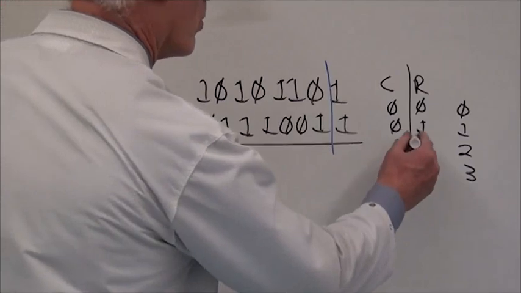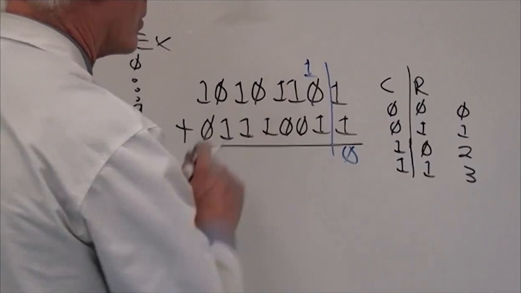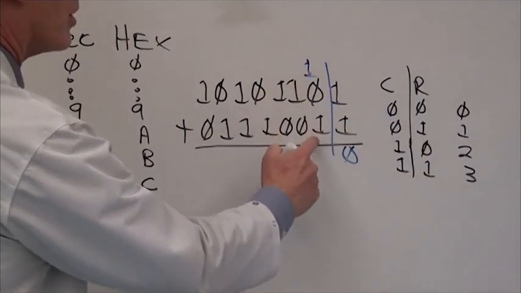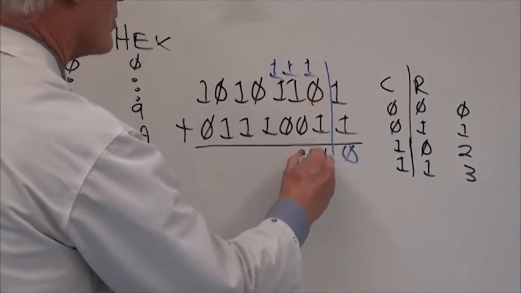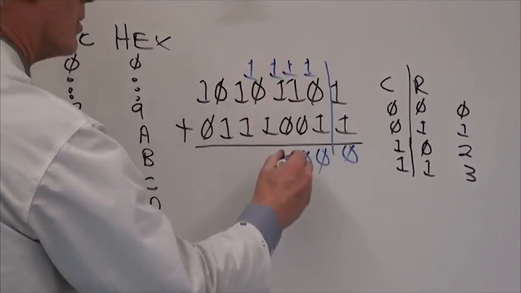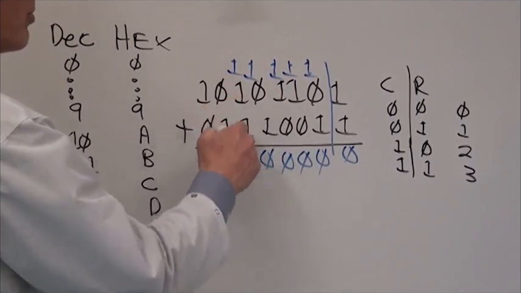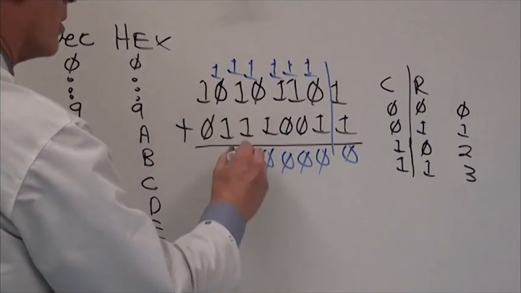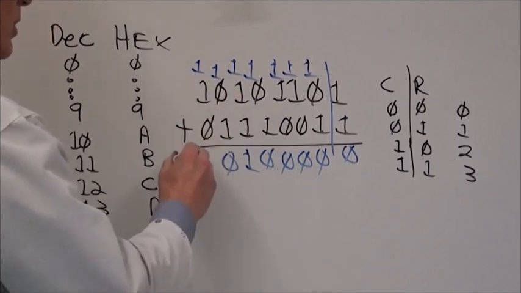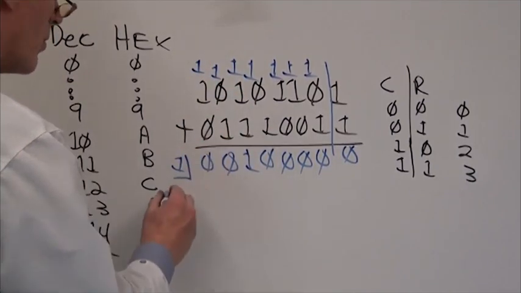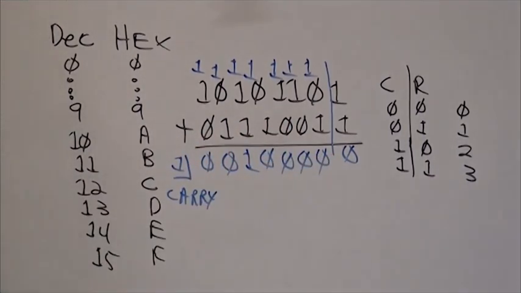2 is 1, 0. So we write the 1 up here, and we write the 0 down there. Then we have 1 plus 1 is 2, which is 1, 0. Now we have 1 plus 1 plus 1, which is 3, which is 1, 1. We have 1 plus 1 is 2, which is 1, 0. And we have 1 plus 1, which is 2, which is again 1, 0, where this is our carry. And there is our 8-bit result.